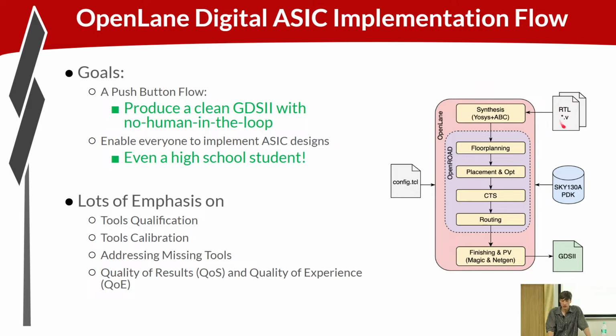So this is just depicting that flow, which is similar to the last picture we had. The RTL goes in, it goes through synthesis, floor planning, place and route, clock tree synthesis, routing. We get our design out, we get our GDS2.